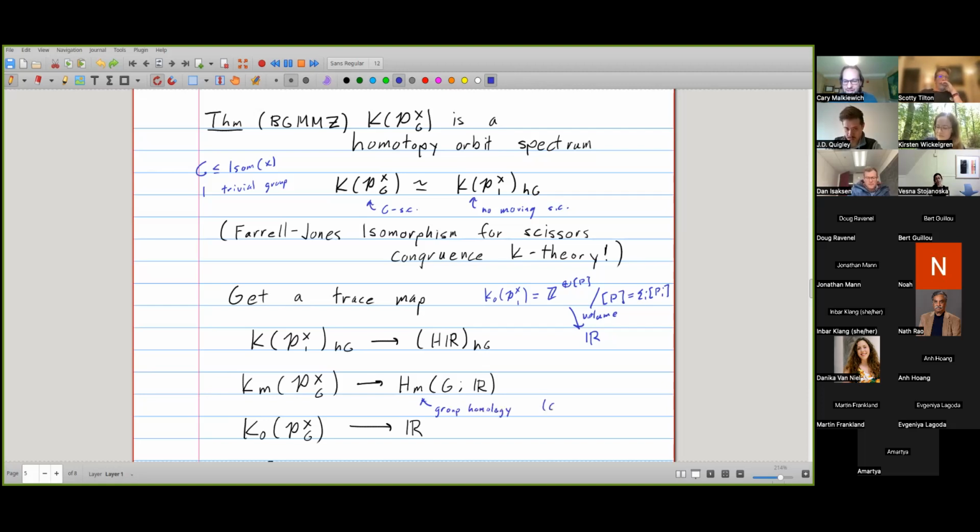So I want to emphasize again here that G is considered as a discrete group. Oftentimes it's a Lie group, but in this setting, we're forgetting its topology. We're thinking of it as just a discrete group.